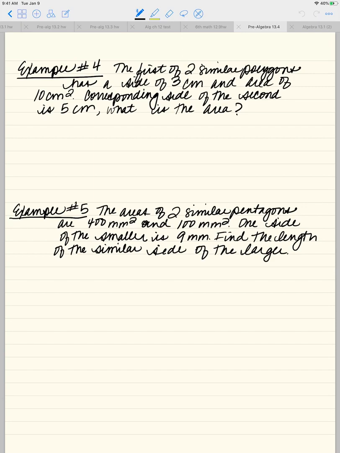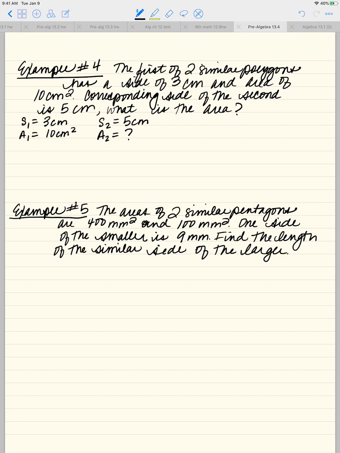Example number 4. The first of two similar polygons has a side of 3 centimeters and area of 10 centimeters squared. The corresponding side of the second is 5 centimeters. What is the area of the second? So S1 is equal to 3 centimeters. Area 1 is equal to 10 centimeters squared. Side 2 is equal to 5 centimeters. Area 2 is equal to, we don't know. So you could plug in a variable for that, a or x, okay? Or you could just use a2 as your variable, whatever you want to do.